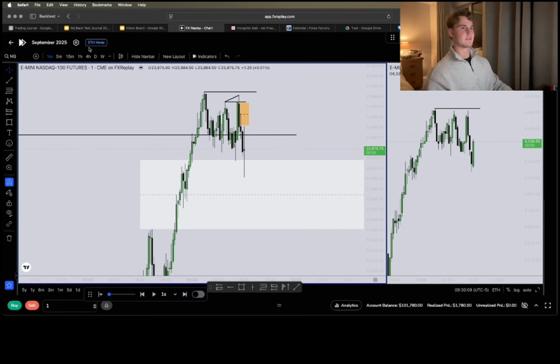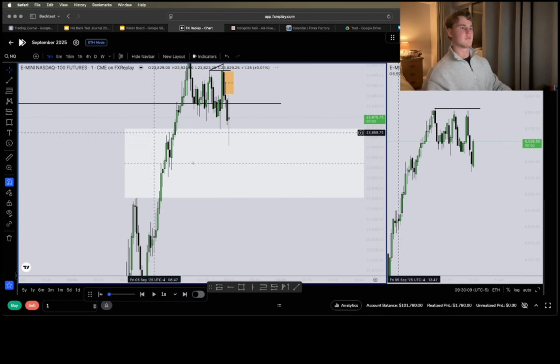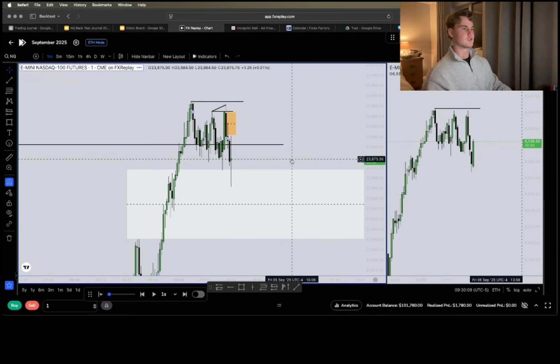Market opens, rebalances into the 15-minute BISI. Now, like I said, if I do see a straight displacement lower, I could take that entry immediately, considering we've already got the external and internal manipulation.